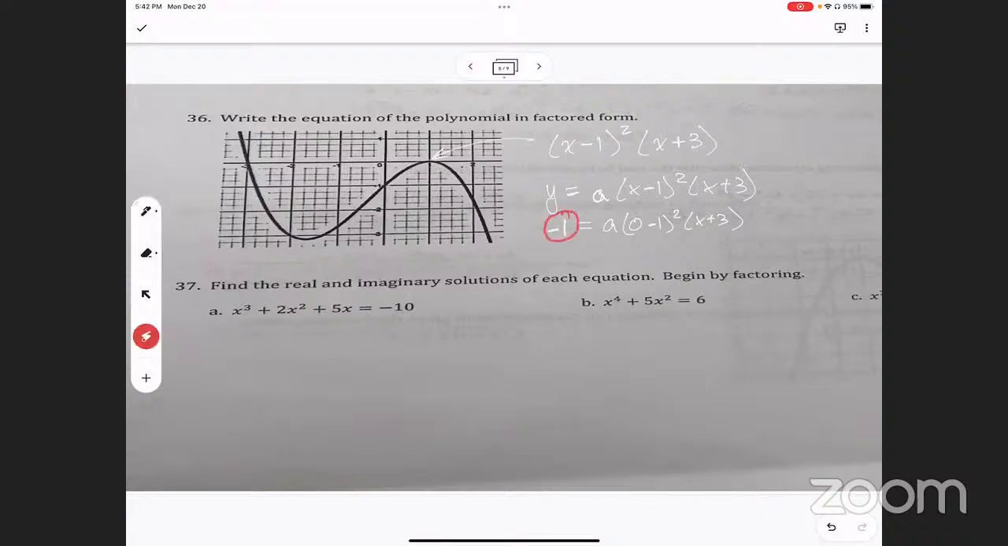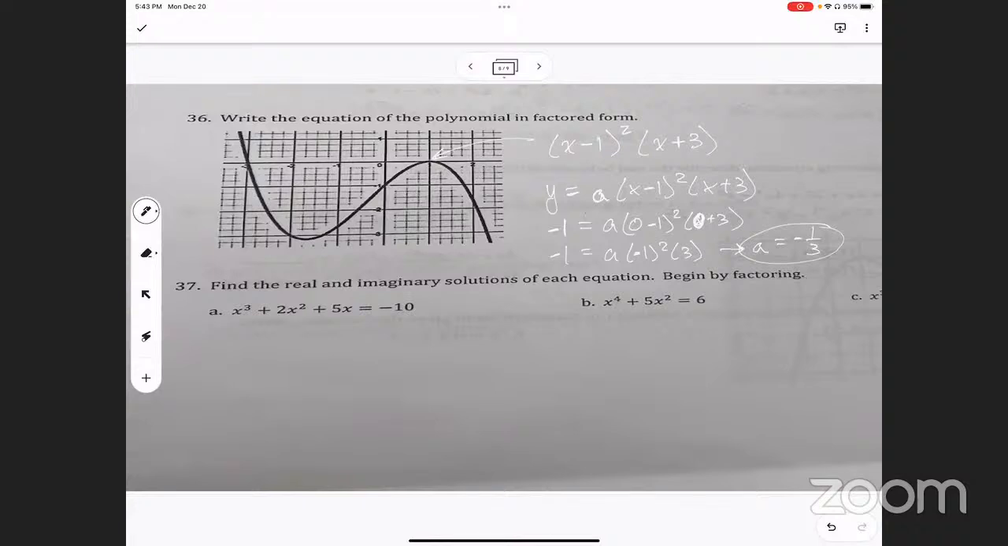See how I get -1 when I plug, whoops, should have put 0 in here. When I plug 0 in for x, I should get -1, right? And now just solve this equation for a. So -1 equals a times -1 squared times 3. So a just equals -1/3, which is essentially the same thing that I did before. I just didn't use the a.